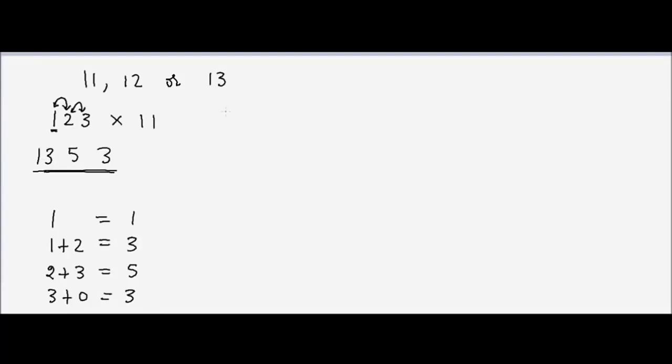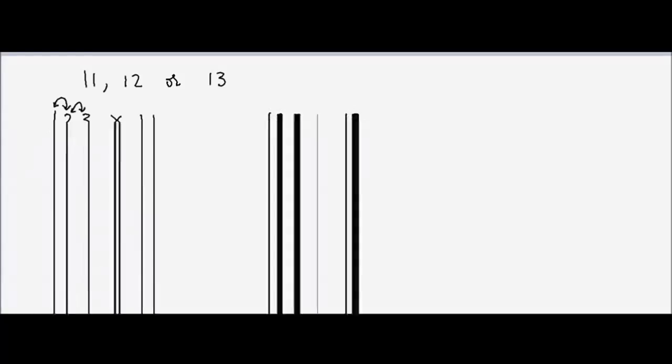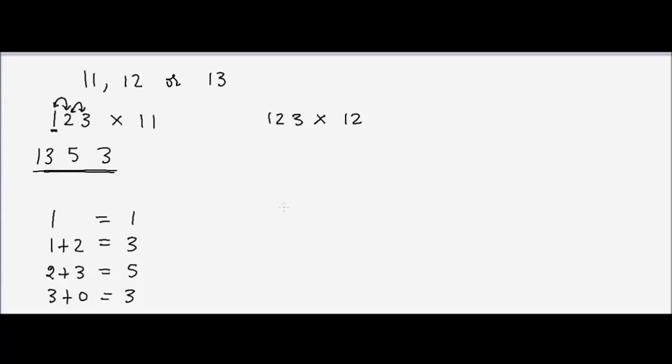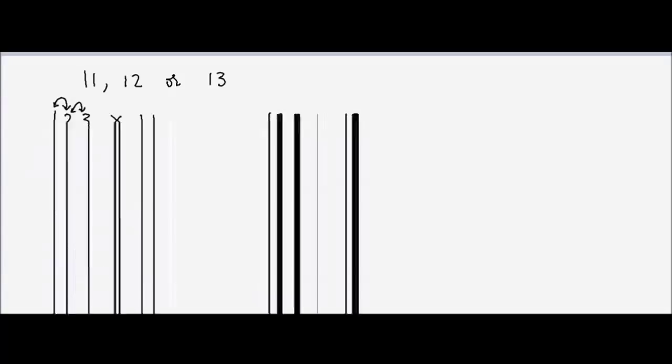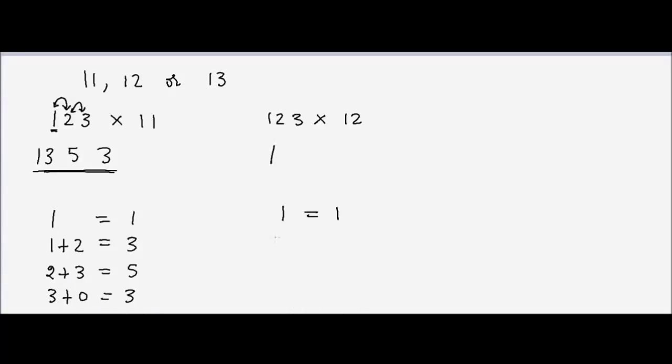Again, how will I do the same for 12? If I have 1 2 3 and I want to multiply by 12, here I'll first take the first digit. The first digit we have is 1, so I'll just write a 1 here. Then we have another digit. To calculate the second digit of our answer, we take the first digit, multiply by 2 and then add 2 into it. So 2 into 1 is 2, plus 2, that's 4.